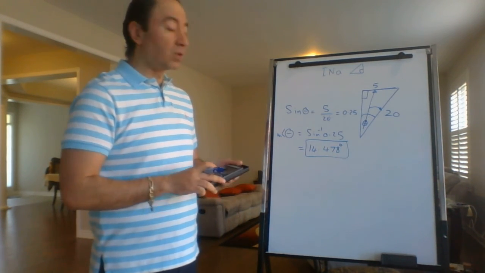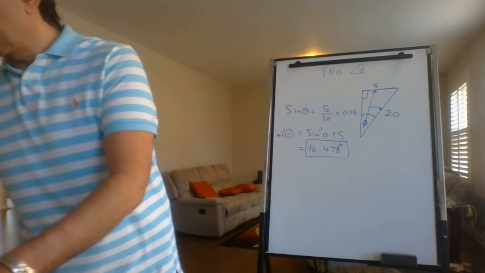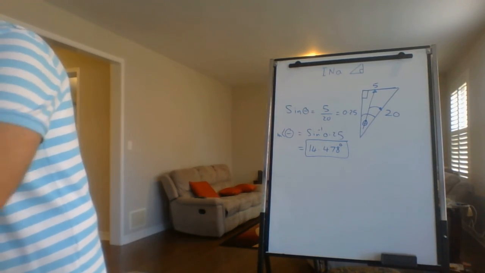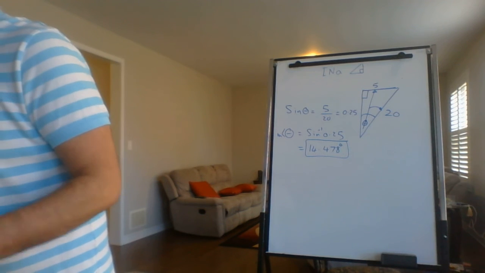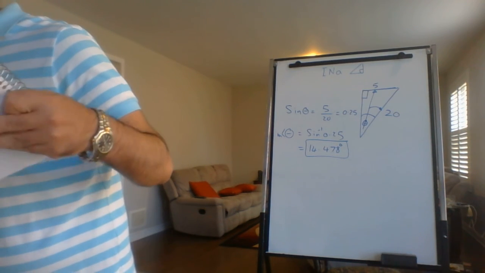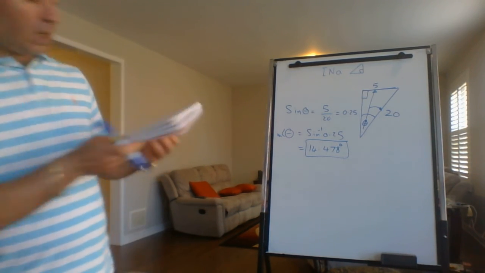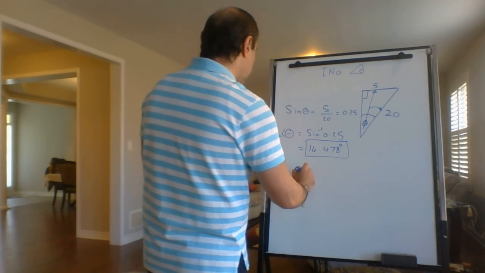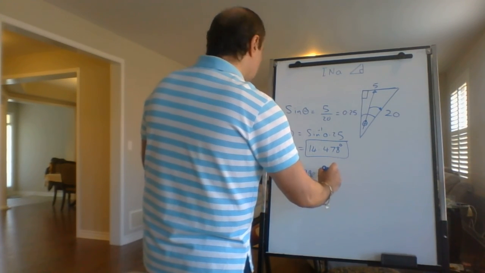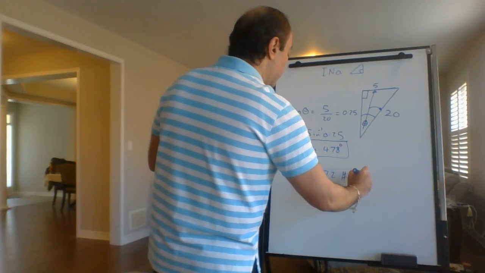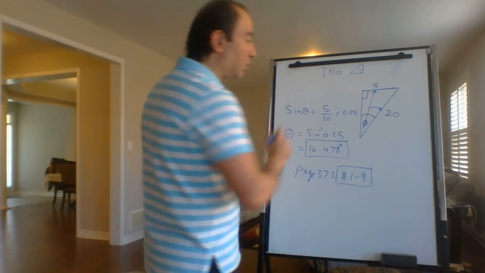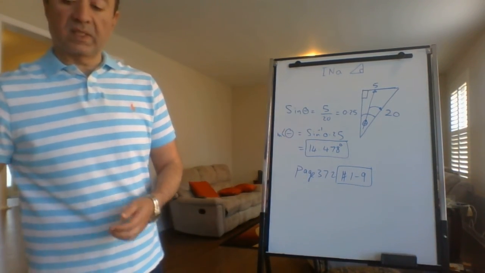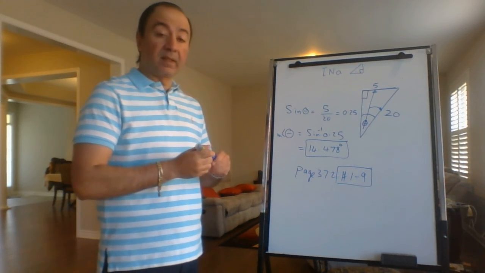So that's what I want you to learn today, and I want you to do page 372 from number 1 to number 9, and tomorrow we'll continue with sine and cosine to find the missing sides.